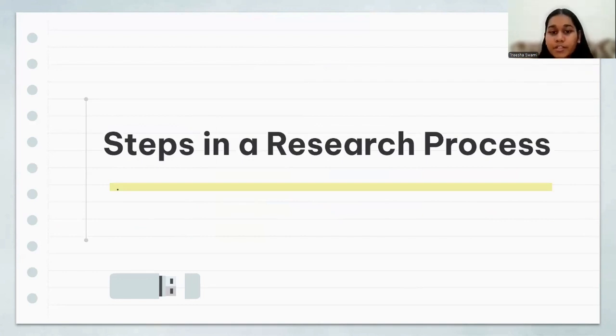Now, research. We all have heard about research, but what is research in one line? It is the systematic search for new knowledge. In the following slides, I will be taking you through the steps in a research process and also explain a bit about them in detail.